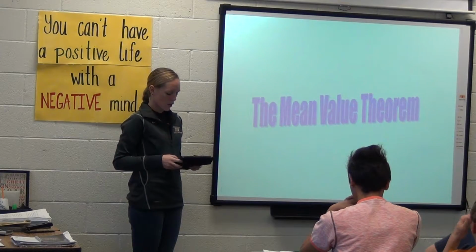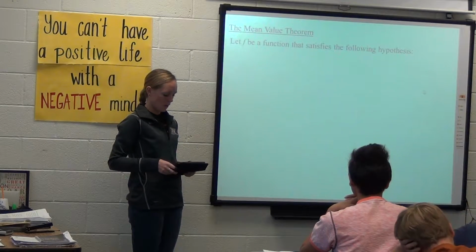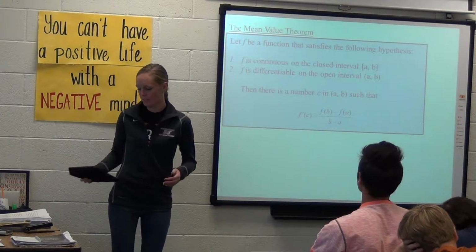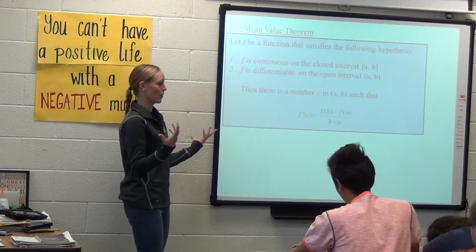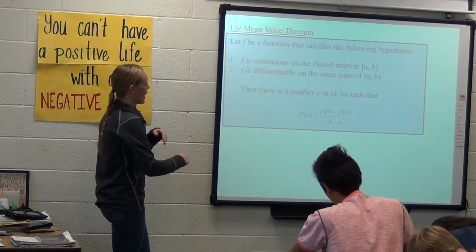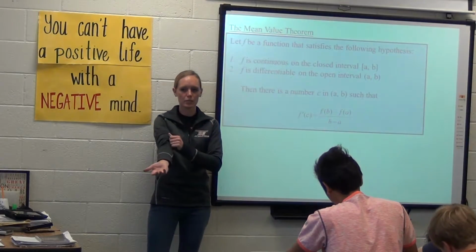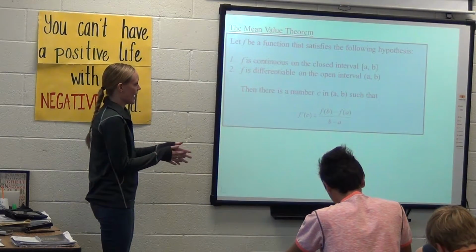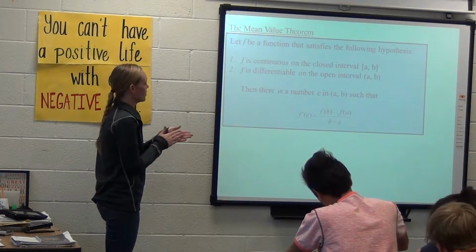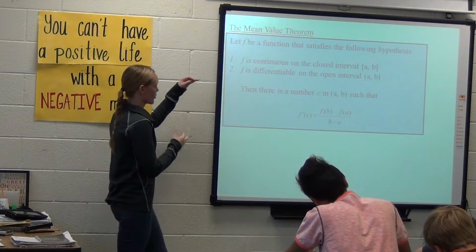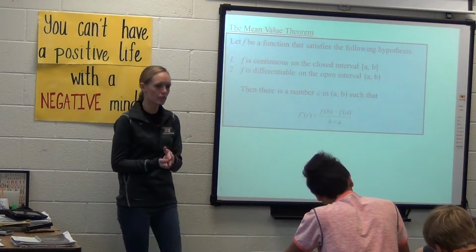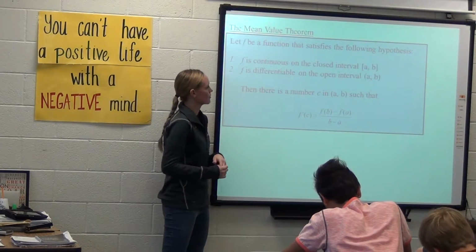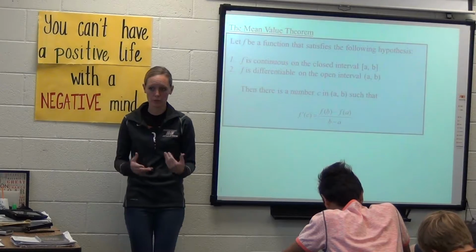All right. So the mean value theorem builds off of Rolle's theorem, but it allows us to expand our thinking about these slopes of tangent lines. What is a mean? A mean is an average. So that's what we're dealing with here. The mean value theorem is based on our function being continuous on a closed interval, just like Rolle's theorem, and differentiable on an open interval, also like Rolle's theorem.